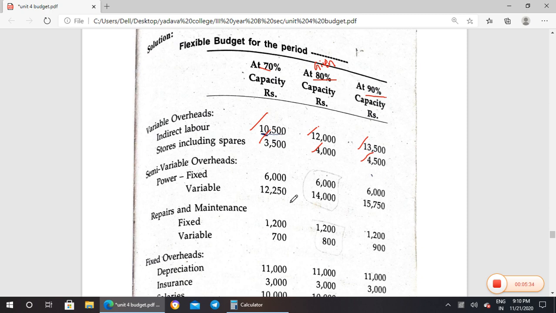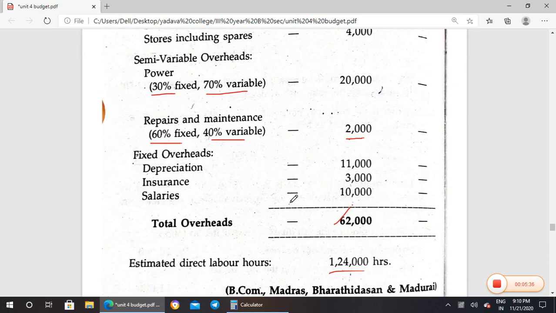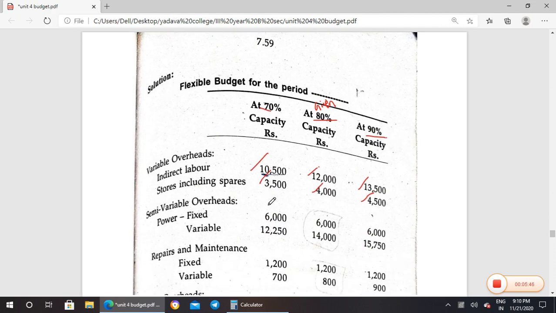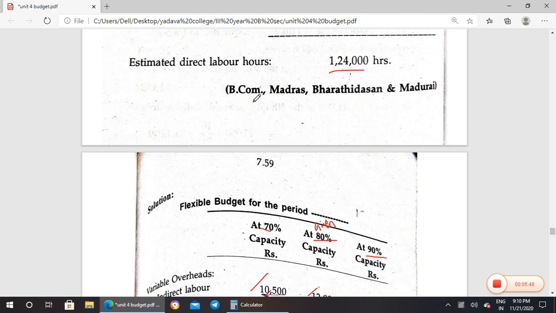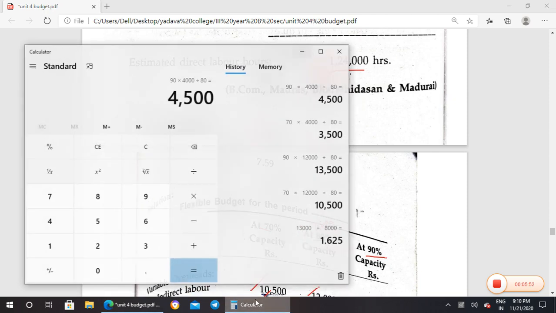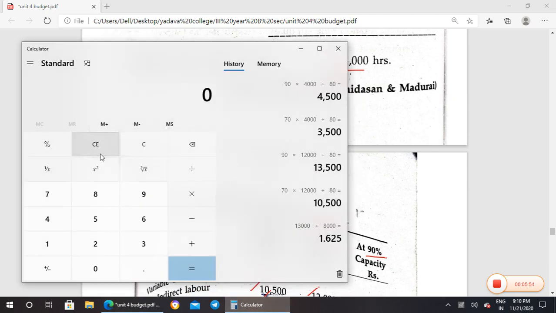For fixed overheads, they have told us about the semi-variable overheads: 30% is fixed, 70% variable. The whole amount they have given, and we have to find it. Out of 20,000, 30% is the fixed one. So for that, we have to find 20,000 into the fixed percentage, which they have given as 30%.